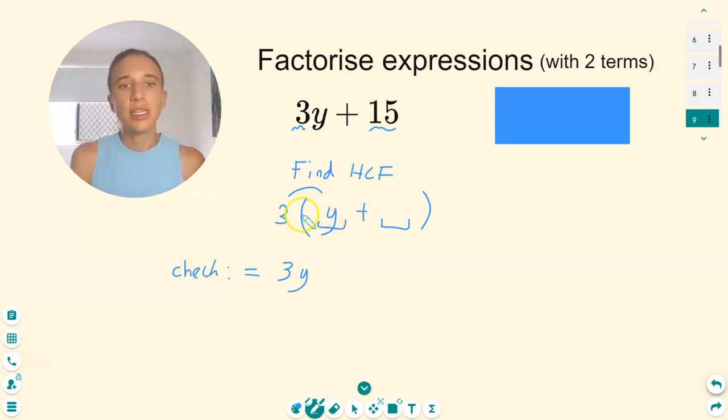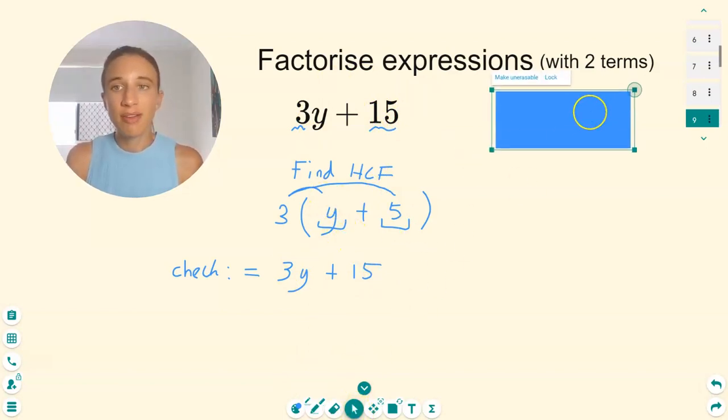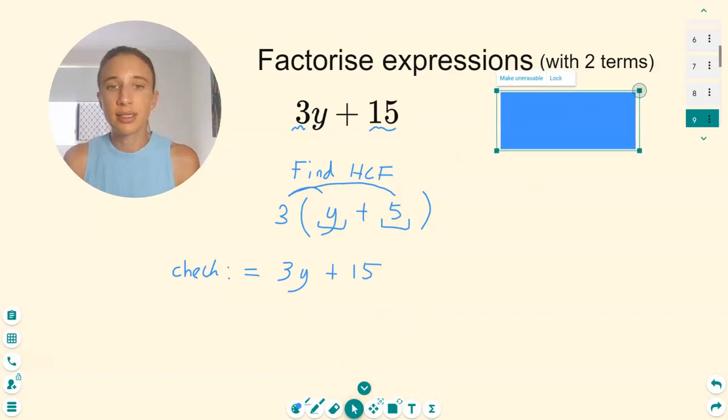Then I look over here and I ask myself, 3 times what number gives me the second term, 15? 3 times 5 gives me 15. And if we were to expand that, do our little check, 3 times 5, 15. And we end up with what we started with. So you can actually check your work. You don't have to wait for your teacher to mark your work. You can have confidence in your answers.